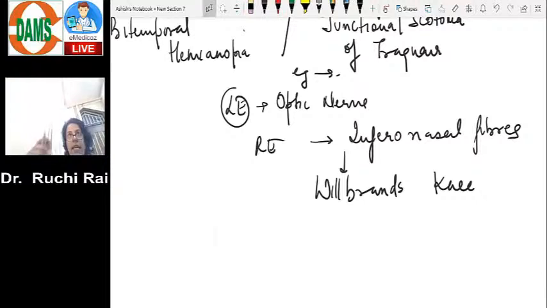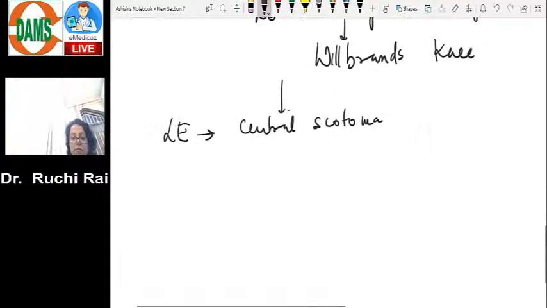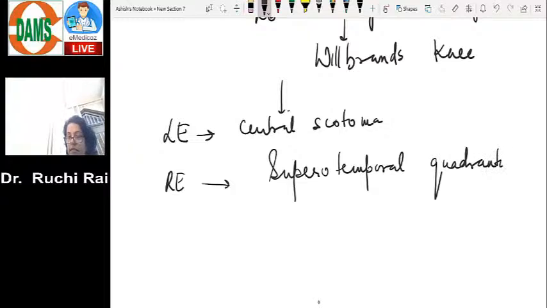So any lesion here, why do you call it junctional? At the junction of nerve and chiasma. Almost at the most anterior part of the chiasma. In that case, what I will get is central scotoma on that side. This is a very, very frequently asked question. Okay. Of that, which side in this example? In this example, this is your left side. Left eye central scotoma, and right side we will get superotemporal quadrantopias.